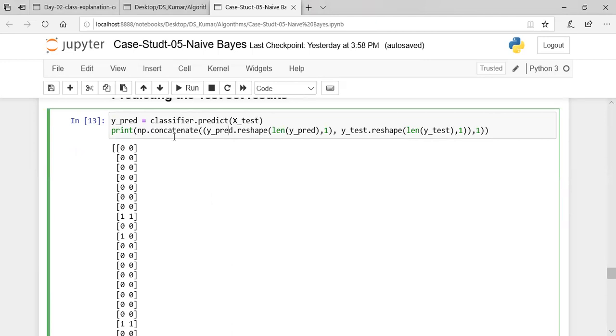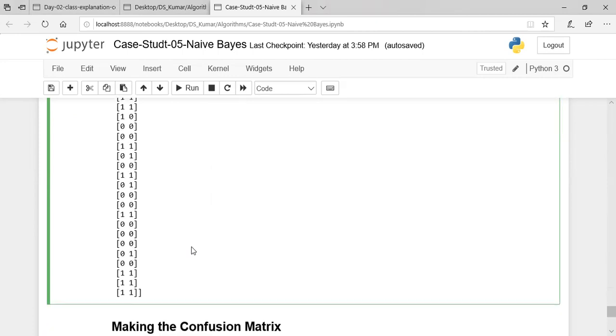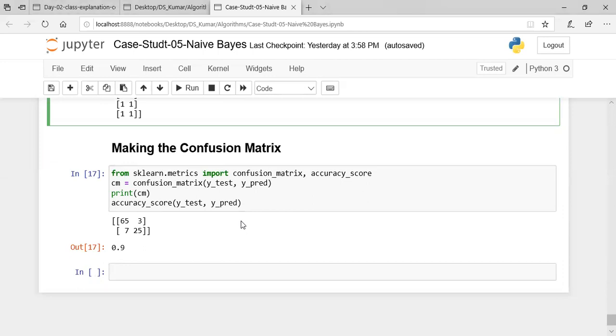And thereafter, let us concatenate these two things. I'm having my predictions as well as my test values together. If I am able to do that, obviously I can see the relativity between those two. Now, what is this for? Confusion matrix. This is pretty straightforward. We use it many times. So at the moment I am referencing this particular confusion matrix and accuracy score.